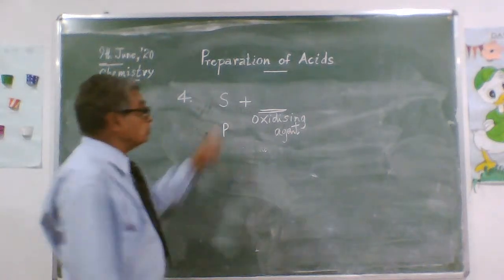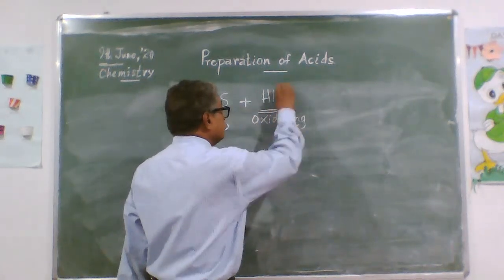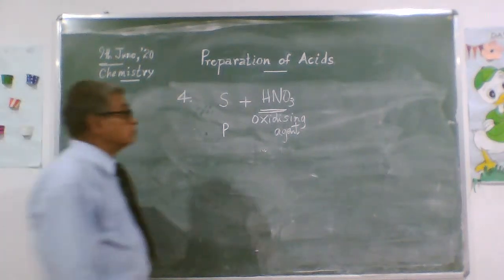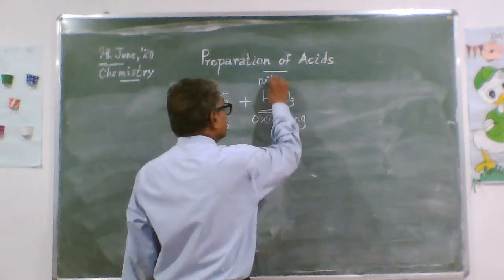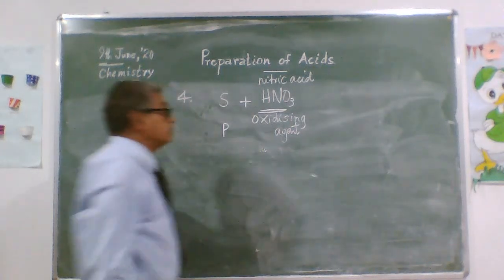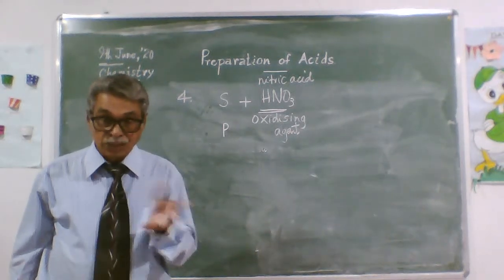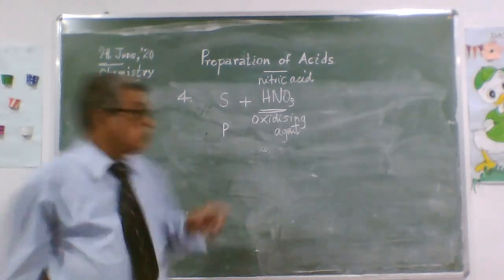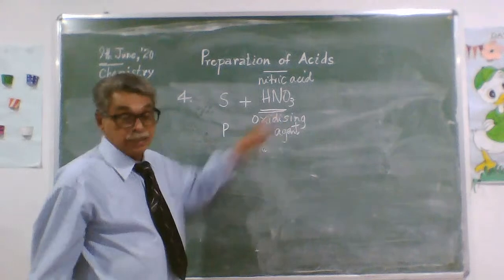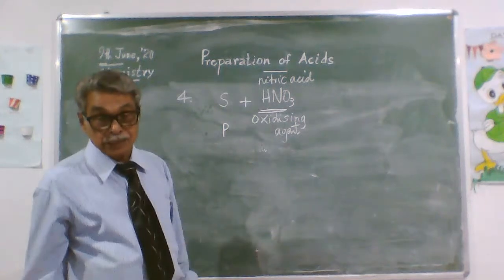So sulfur needs an oxidizing agent. The oxidizing agent normally used for this purpose is another acid which is a very good oxidizing agent. It is HNO3, nitric acid. So sulfur, a yellow powder or yellow block, is boiled or heated with nitric acid. Sulfur will get oxidized by nitric acid, a very powerful oxidizing agent.